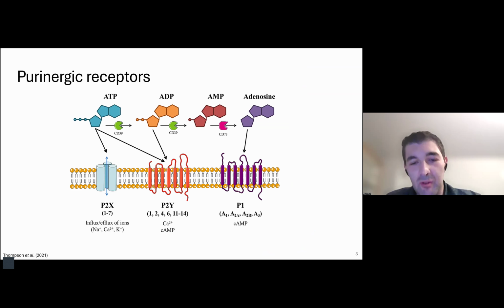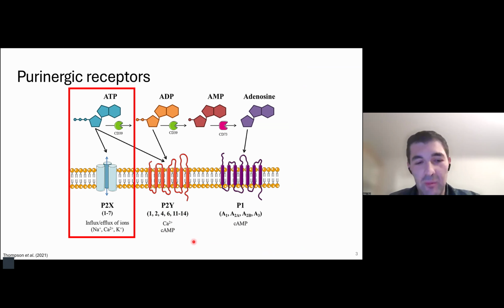So purinergic receptors are composed of 3 families of proteins that recognize extracellular adenosine nucleotides. We have P1 receptors that are GPCRs that recognize adenosine. We have P2Y receptors that are also GPCRs that recognize both ADP and ATP. And then finally, today, we'll focus on the family of ligand-gated P2X receptor ion channels that solely recognize extracellular ATP.